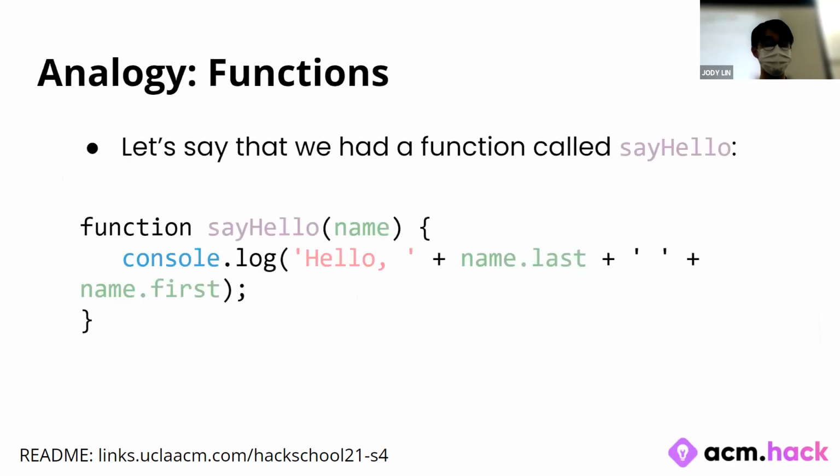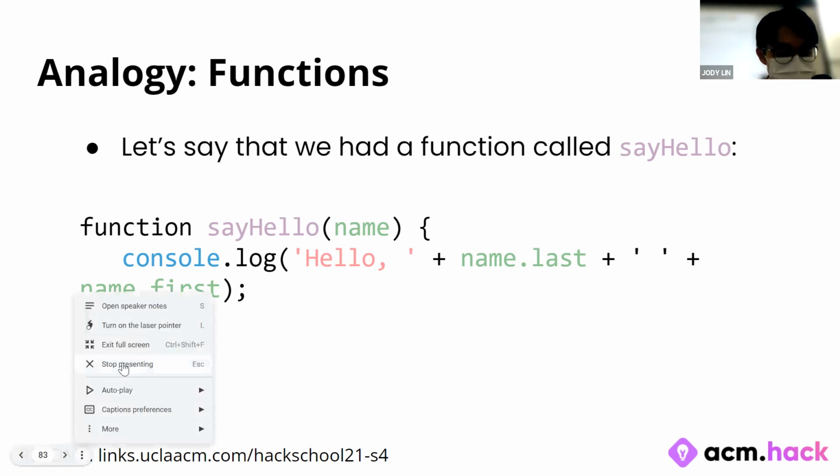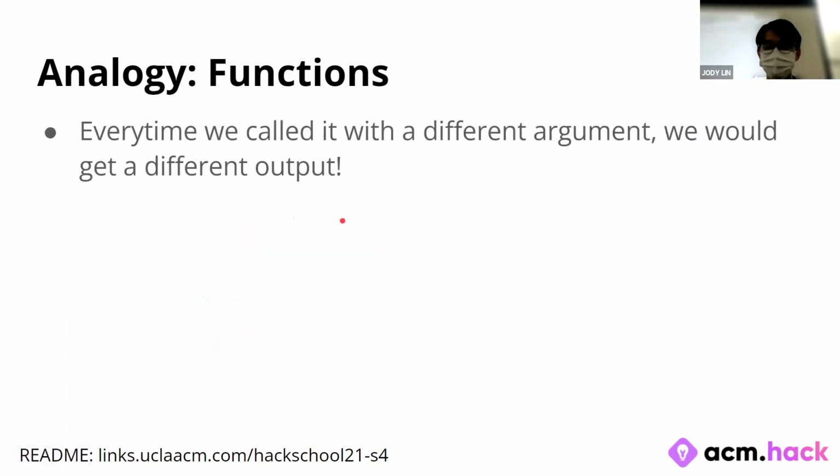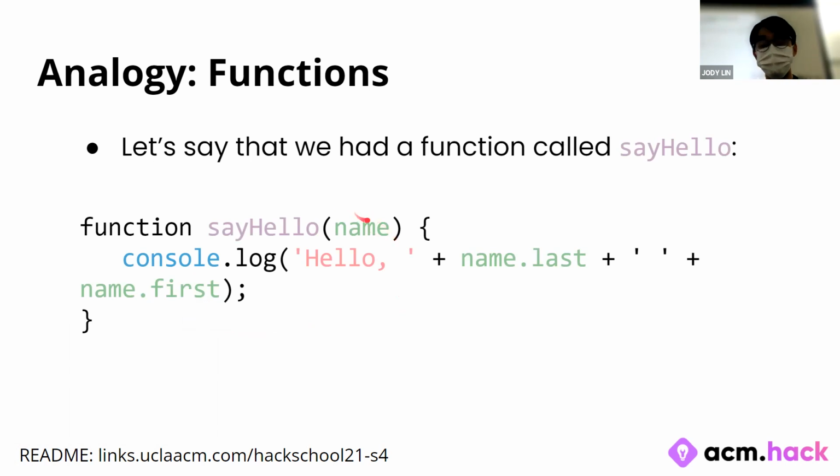Yeah, so to better understand that, let's jump into an analogy. And that analogy is functions, okay? So let's say we have to define a function called say hello. Okay, and this function is very simple. It takes in an argument called name, and name is just an object, okay? And we can access the attributes inside of the object with last and first.